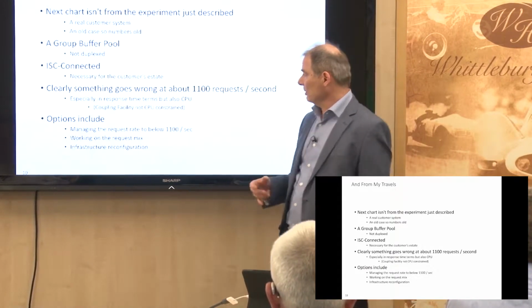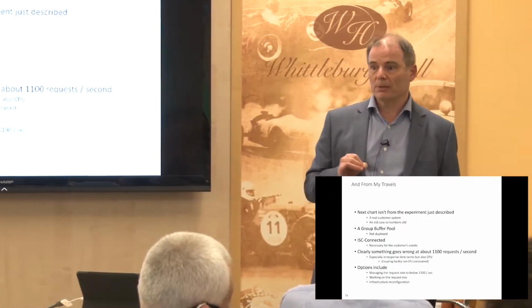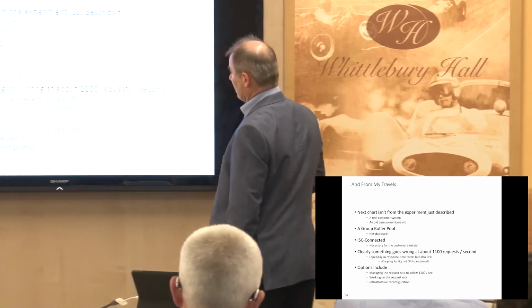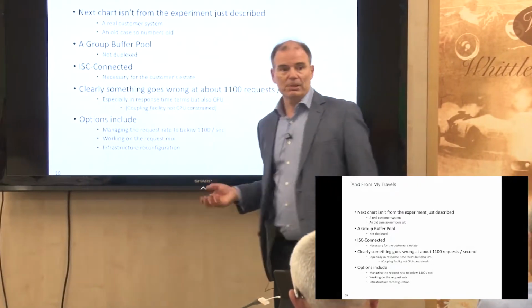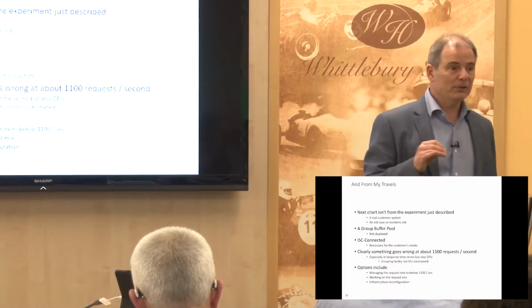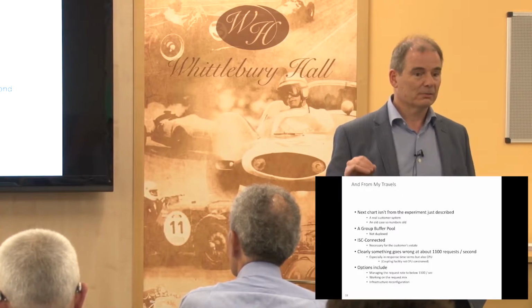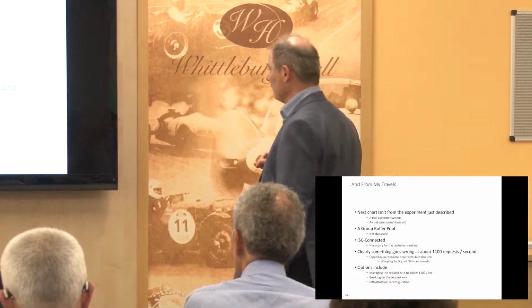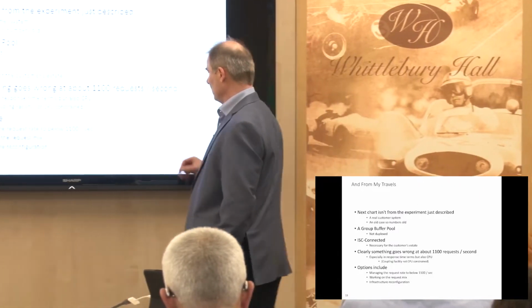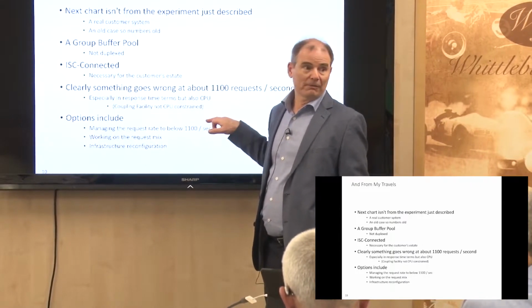Especially in response time, but also CPU. By the way, the coupling facility itself was not CPU constrained, I have to hasten to add. So there are some options here, and this is the real reason for coming back one slide. Can you manage the request rate down to below 1100 a second? Well, maybe you can for a while. Maybe you can't. This is sort of DB2 difficult data sharing stuff, right?